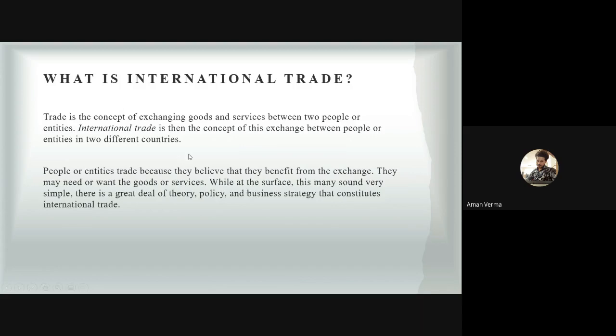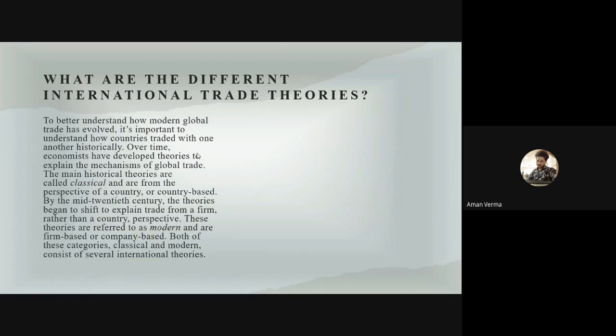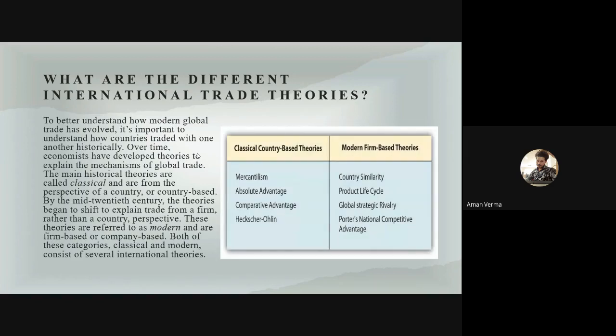Now, the international trade theories. There are different types of theories. Basically, the theories are divided into two parts. First is classical country-based theory, and second is modern firm-based theory. Now, first I will talk about the classical country-based theories. First theory is mercantilism.